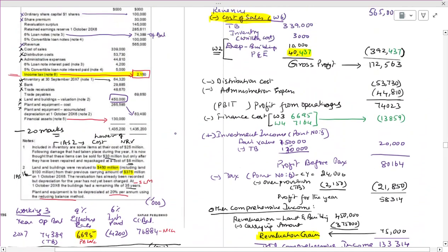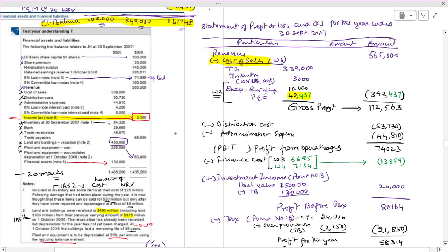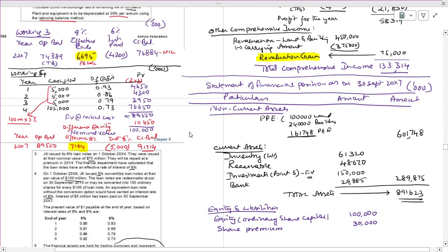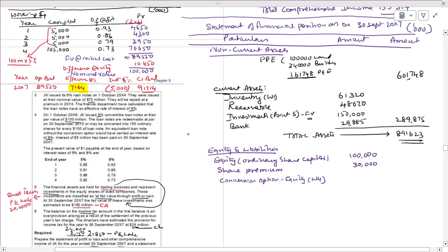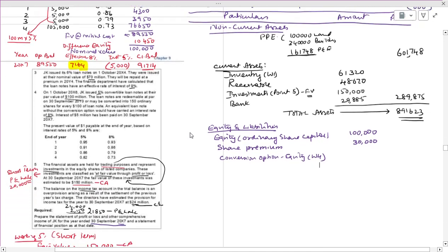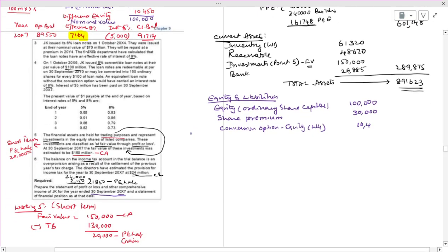Next, anything else? Check one by one. Revaluation surplus, it is there? Before revaluation surplus, in point number 4, we have done equity. How much did you get for new equity? 10,450, right? Conversion option, equity, working for conversion option equity. How much is there? 10,450.